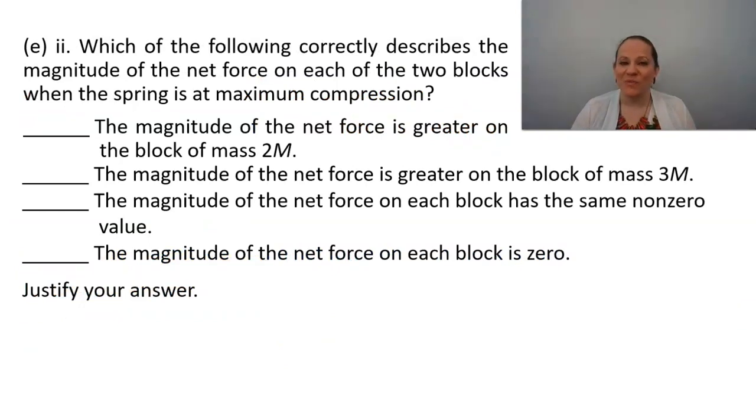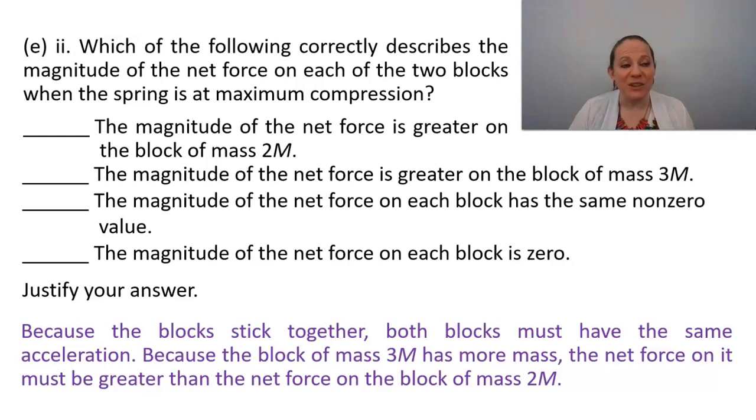E part 2, which of the following correctly describes the magnitude of the net force on each of the two blocks when the spring is at maximum compression? Our choices are: the magnitude of the net force is greater on the block of mass 2m. The magnitude of the net force is greater on the block of mass 3m. The magnitude of the net force on each block has the same non-zero value. The magnitude of the net force on each block is 0. Justify your answer. So let's start with that.